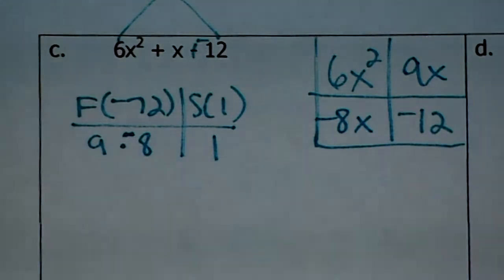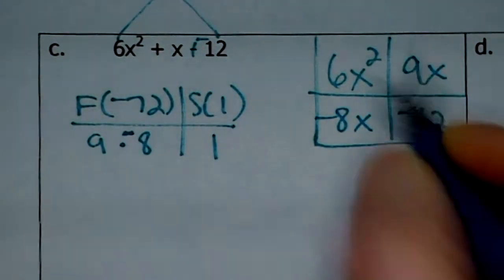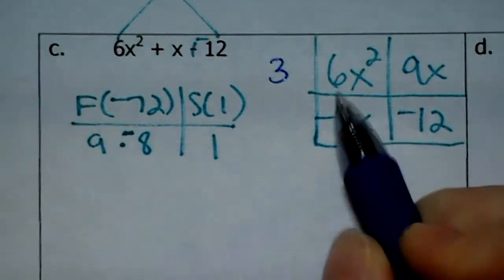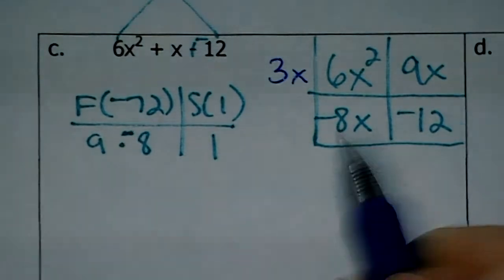Find the GCF. So 6x squared and 9x. 3 goes into both of those. It's the largest digit that goes into both, and they both have x's. And here, they're both negative, right?